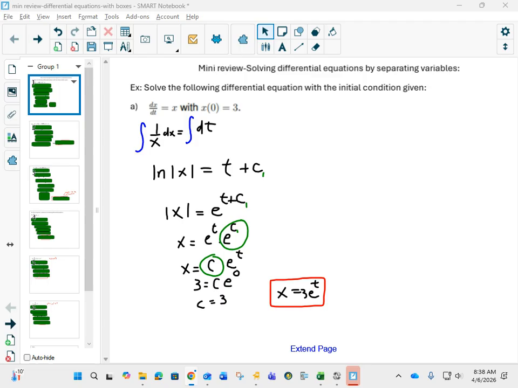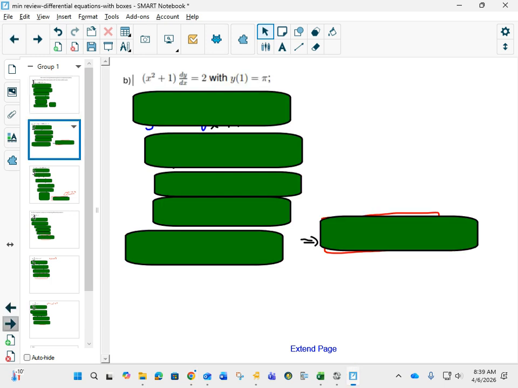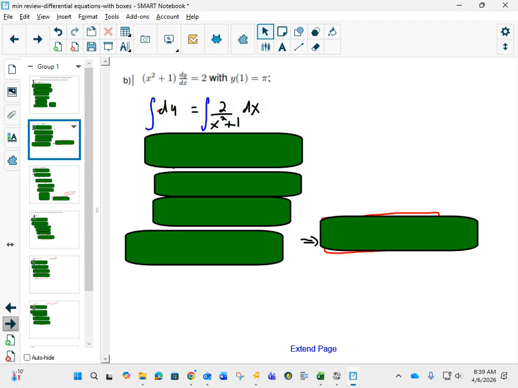So the idea with a differential equation is often we have to separate the variables. We look at our example 2 here. We got a dy/dx. So if I move the dx over to this side, I would have 2 dx on this side. I would also need to move the x squared plus 1 over to the other side as well.